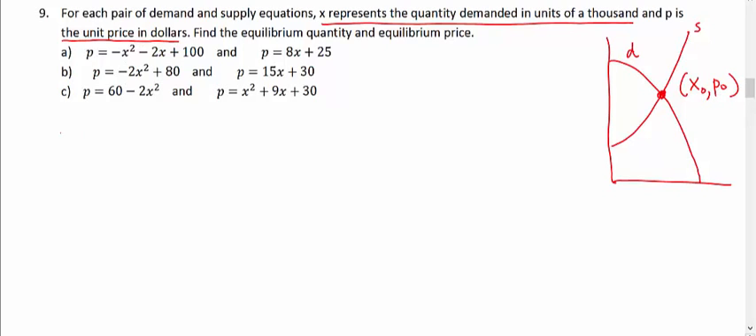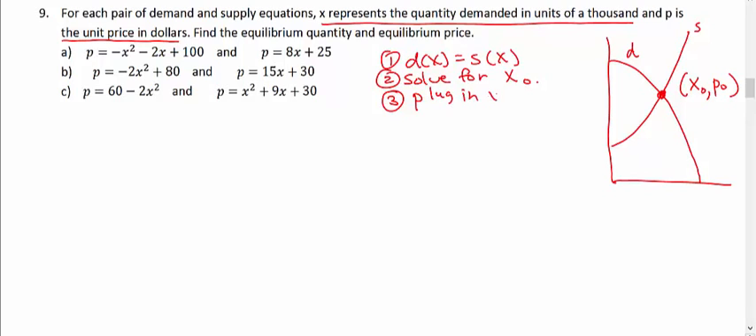So in order to find that, we would take the two functions, the demand function and the supply function. We're going to set them equal to each other. Solve for x. This represents our equilibrium quantity. And then we're going to plug that value in and solve for P.